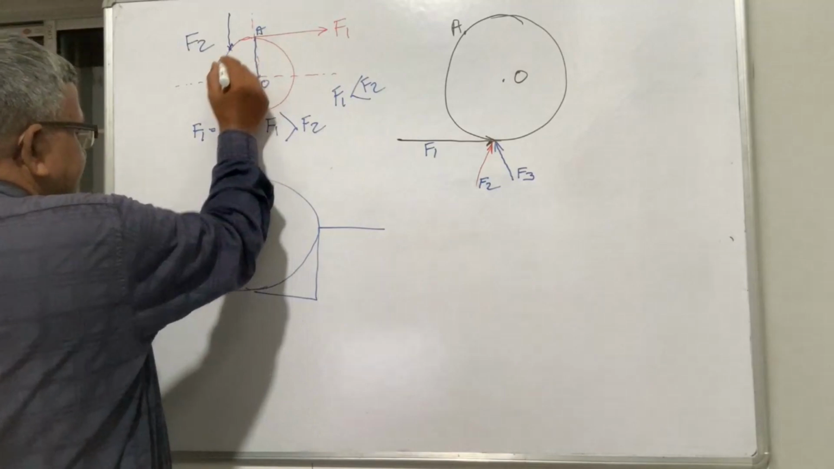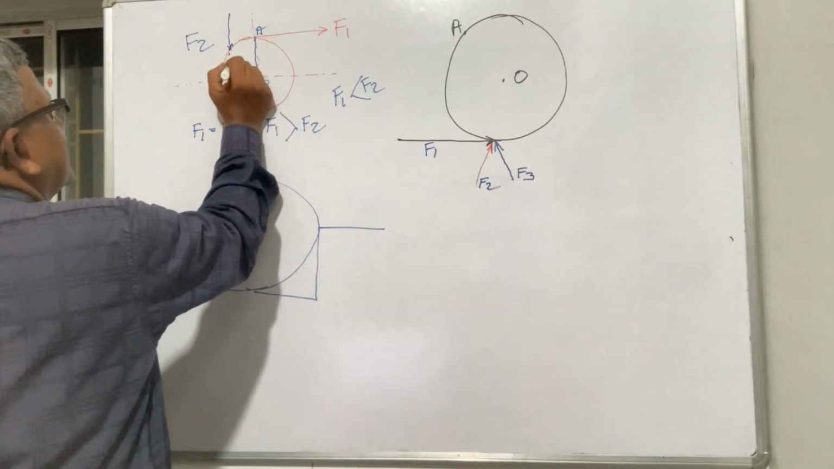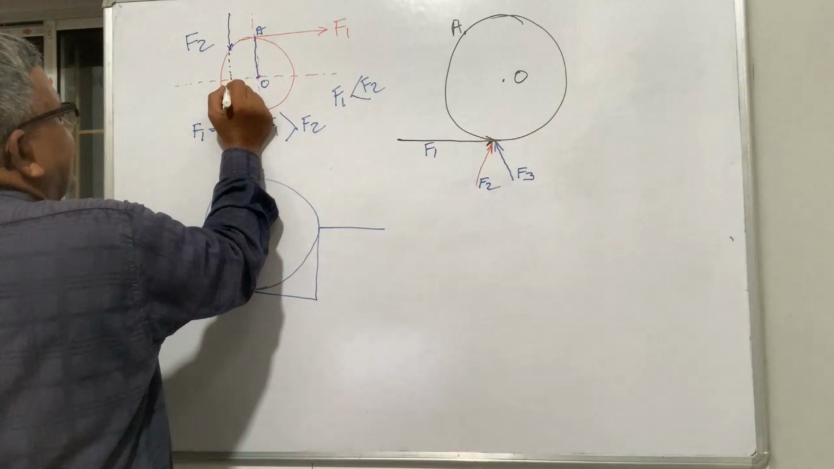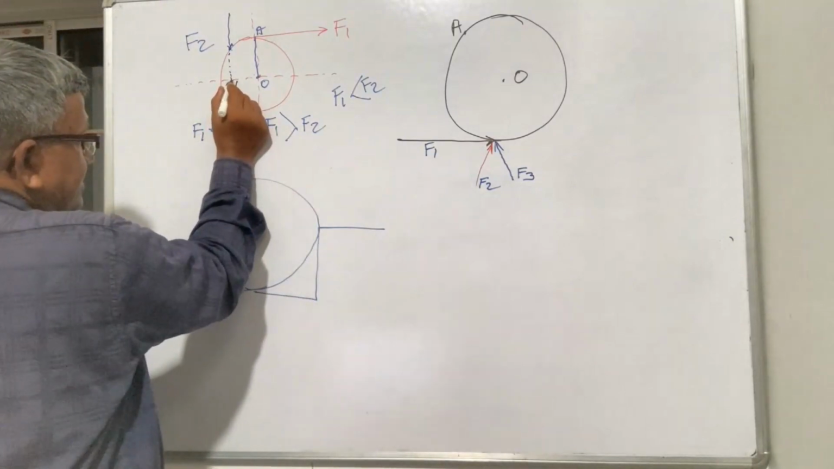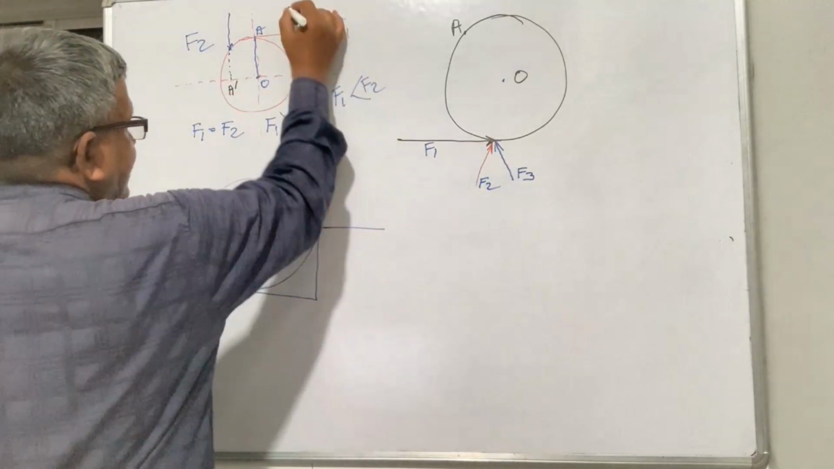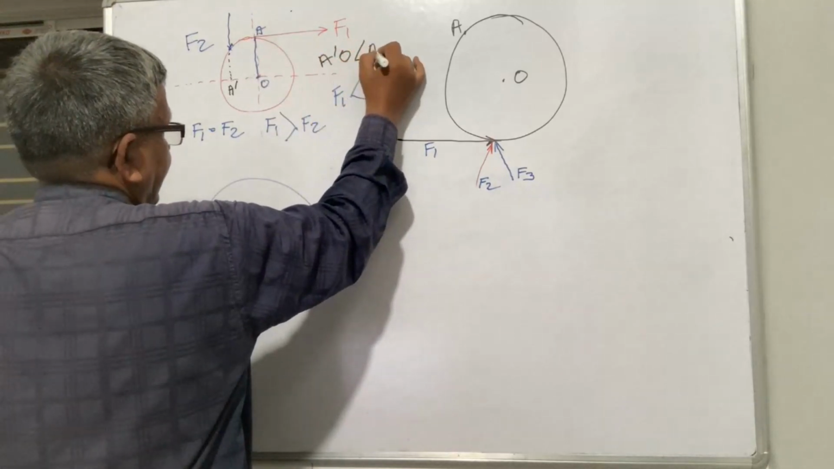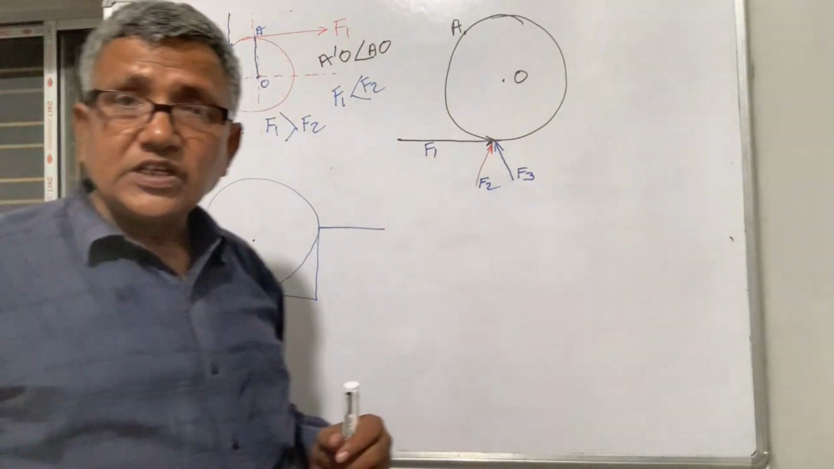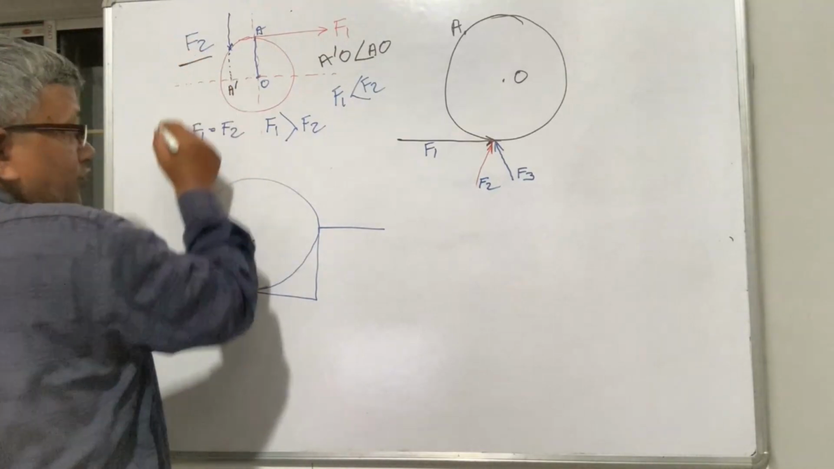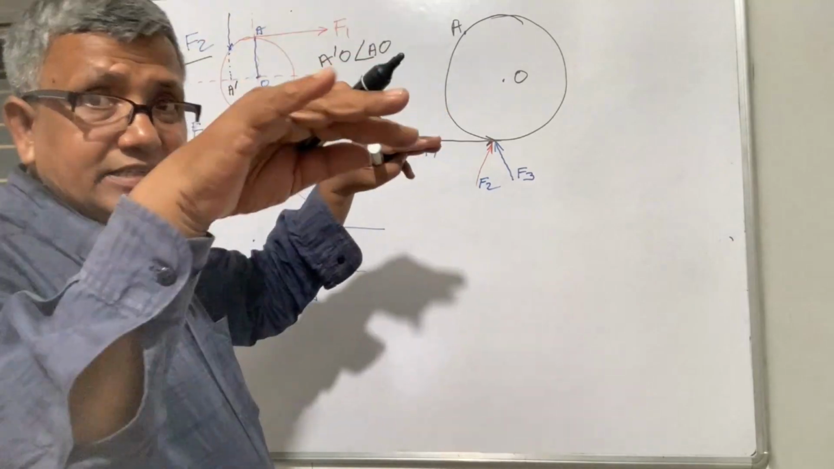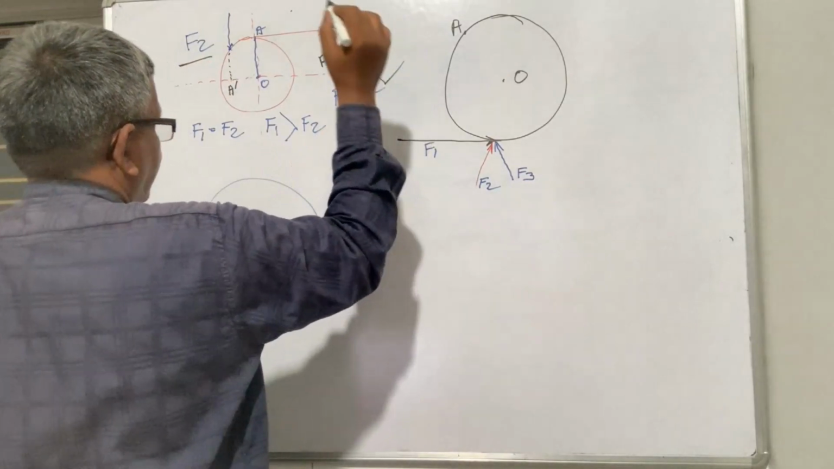Then this will be, I am drawing this. Say it is A dash. Sir, common sense, this distance A dash O is less than AO. The perpendicular distance is less. So what will happen? F2, more force I have to give, because moments will be the same, then it will not rotate. So F2 is greater than F1.